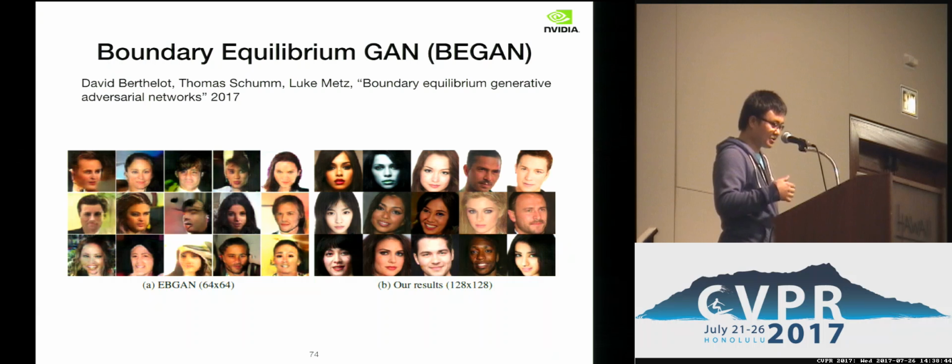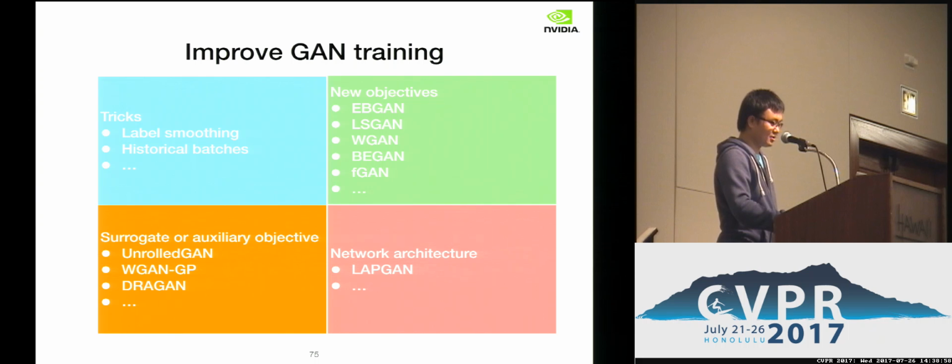And they generate very good face images. They compare to EB-GAN and it seems to produce sharper face images. So there are others I couldn't include in this tutorial, but what we have talked about so far are the new objectives people propose to train GANs. Okay, next we will talk about the surrogate and auxiliary objective functions, including Unrolled GAN, WGAN-GP, and DRAGAN.